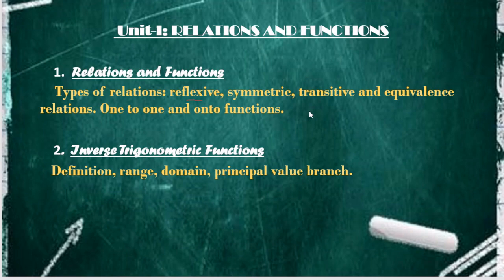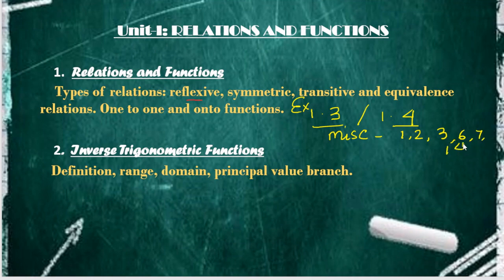So from your board point of view, the exercises which are reduced from the first chapter are 1.3, entire 1.3 and 1.4. Both the exercises are deleted from your syllabus. And from miscellaneous, what is deleted? The question numbers which are deleted from miscellaneous are 1, 2, 3, 6, 7 and 14.